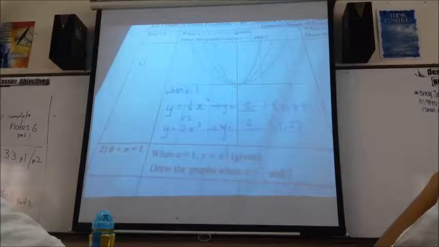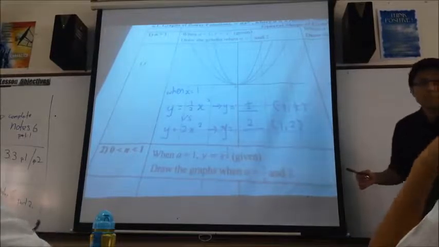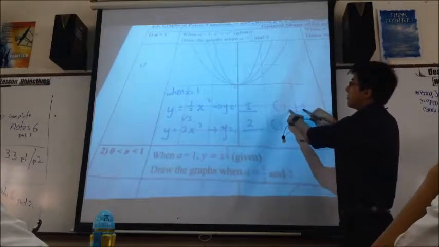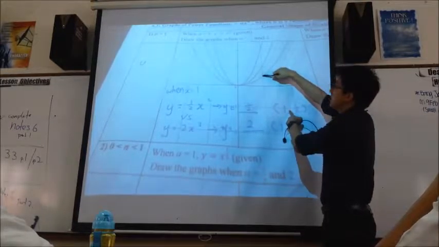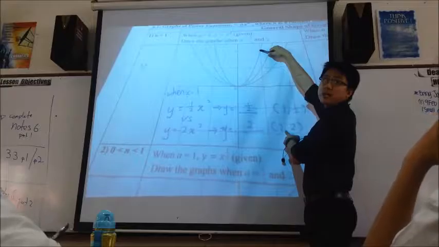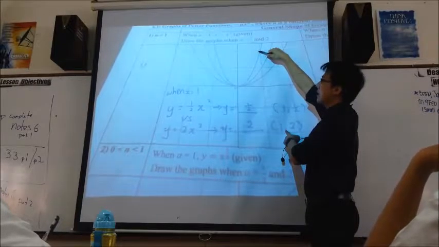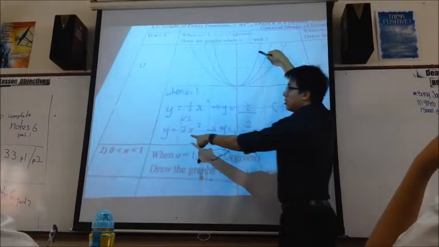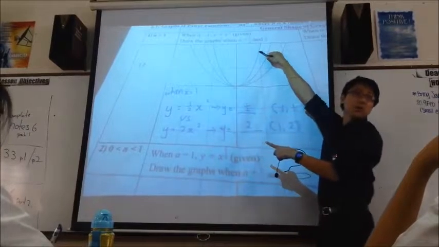So is it very clear which one is below, which one is on top? Because 1 half means 1 half, is here, right? 1, 2 means 1, 2, is here, right? So this one will be what? y equals to 2x squared. Can follow?